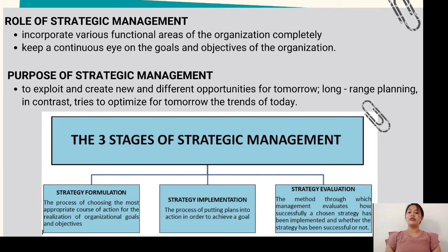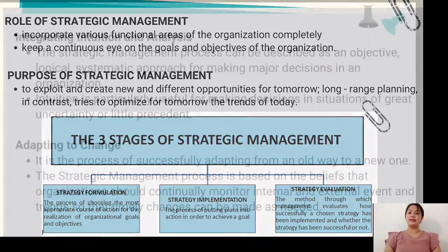The second strategy is implementation. This is the process of putting plans into action in order to achieve a goal. Strategy implementation within our corporate environment could entail creating and implementing a new marketing strategy to help improve consumer sales of the company's product. Last is strategy evaluation. This is the method through which management evaluates how successfully a chosen strategy has been implemented and whether the strategy has been successful or not. It involves reviewing and evaluating the strategy implementation process, as well as monitoring organizational performance.